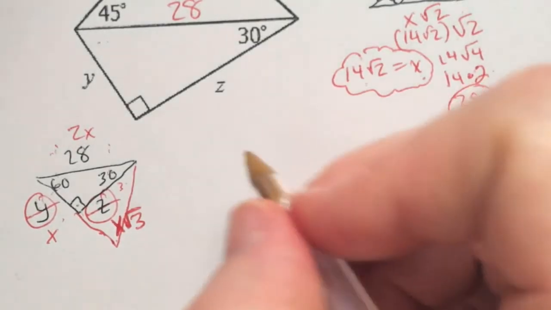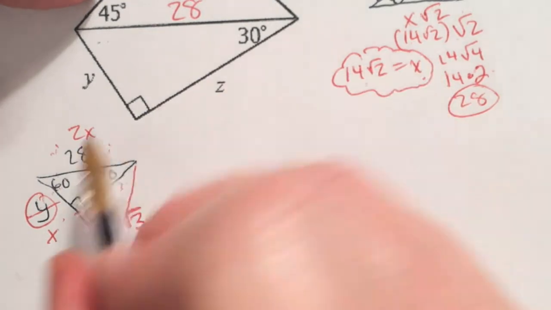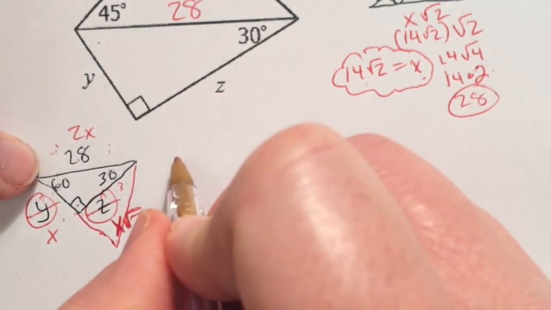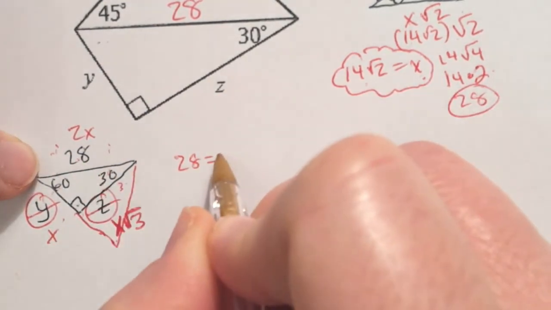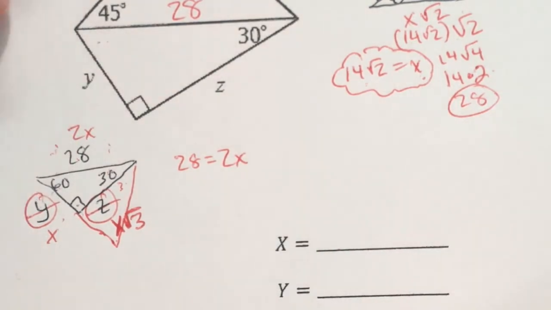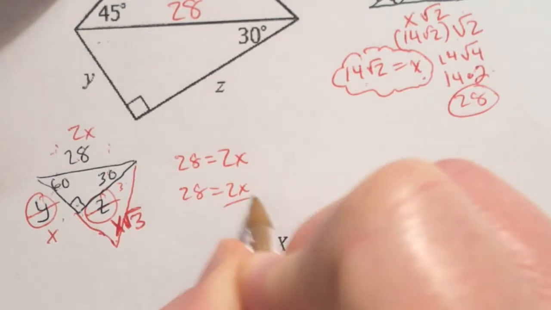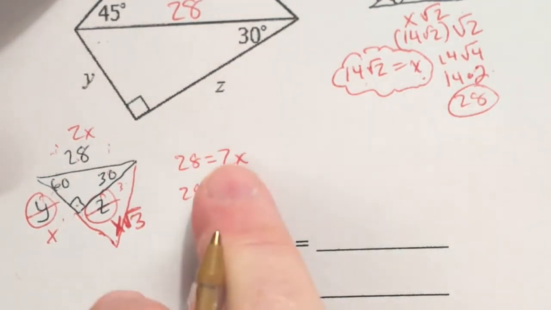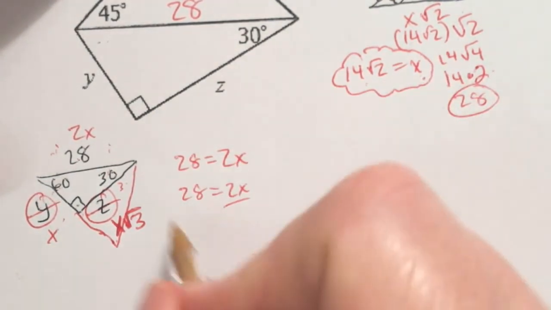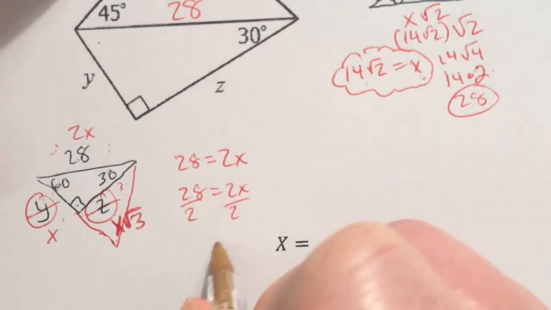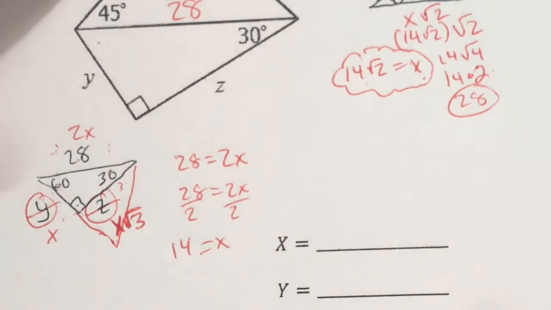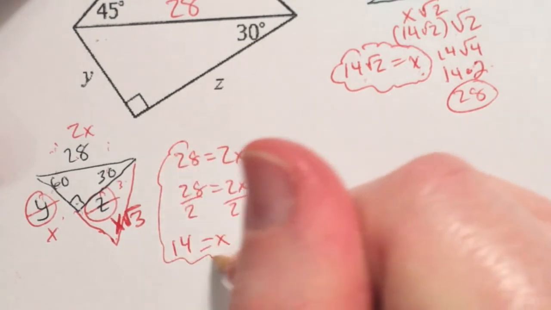All right, step number 3. Solve for x. Set the number, which is 28, equal to what you labeled as 2x. That's what we labeled. Solve for x. So this time, it wasn't equal to x like it usually is. We had to solve for it. So divide by 2 on both sides, and x equals 14. All right, so that's a little bubble thought.